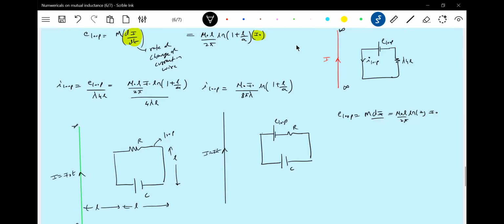Now these are very important, especially for exam purposes. A student must know how to take the help of mutual inductance. So I got the EMF induced. Then at steady state, Q infinity should be equal to E loop into C. Okay, so this is the steady state charge.